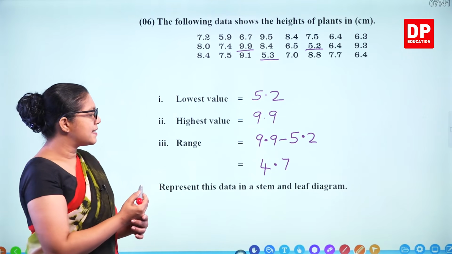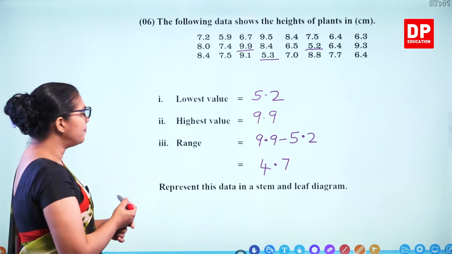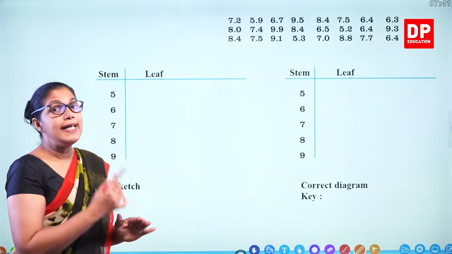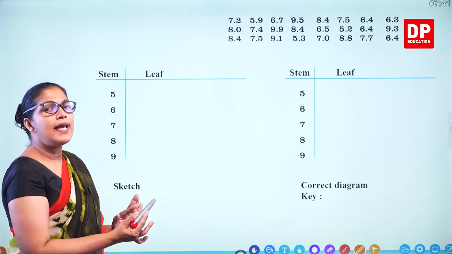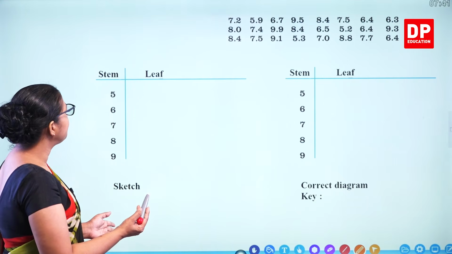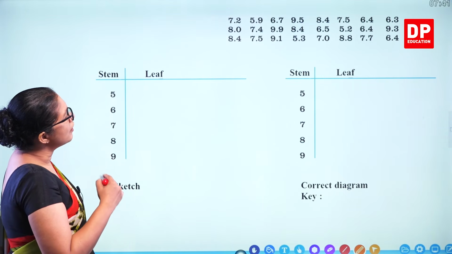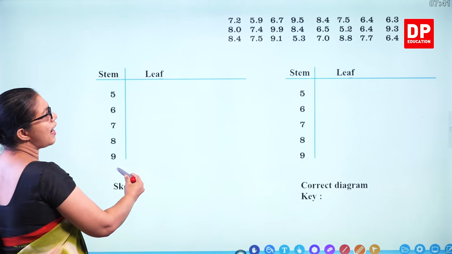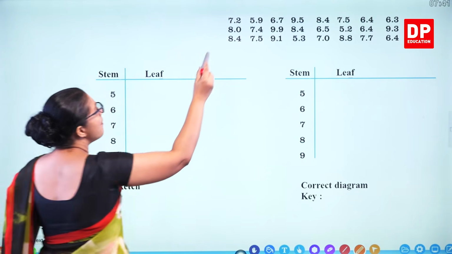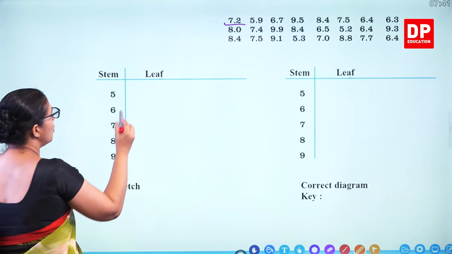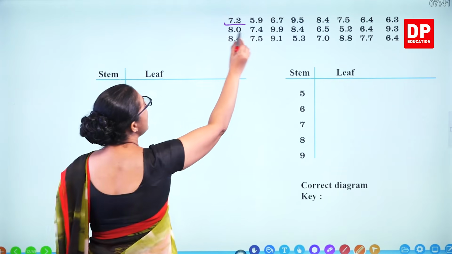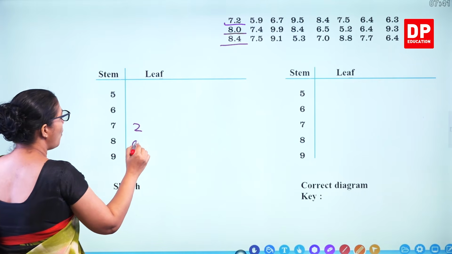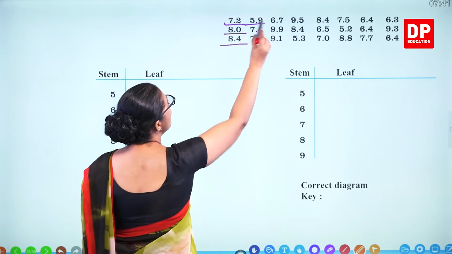Now represent this data in a stem and leaf diagram. So we'll try to draw that. The leaf is the first decimal place, the stem is the whole number. So we got 5.2 as the lowest, so starting from 5 to 9. Now we'll mark it. 7.2, 7 with 2. 8.0, 8 with 0. 8.4, 8 with 4.